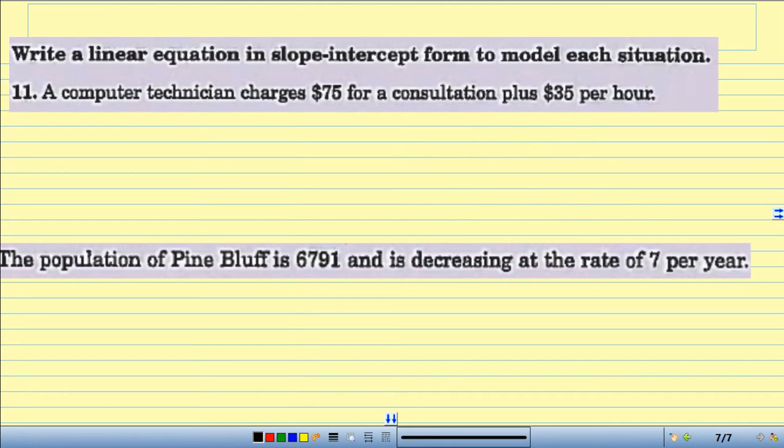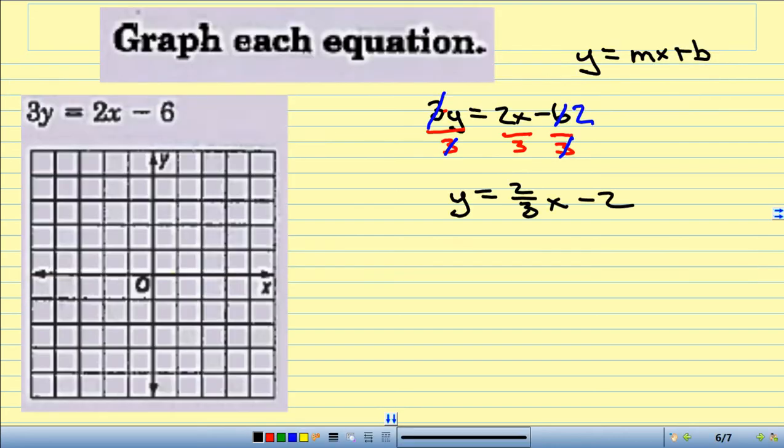For these types of word problems, you just need to come up with the equation, y equals mx plus b. Oh wait, I didn't graph it. Sorry about that. You got the equation. You're going to go to the y-intercept because the y-intercept is your start. So in this case, I have a y-intercept of -2. I'm going to be at the origin, and I'm going to go down 2. 1, 2. Right here is my y-intercept.